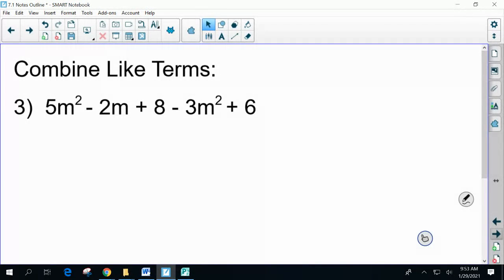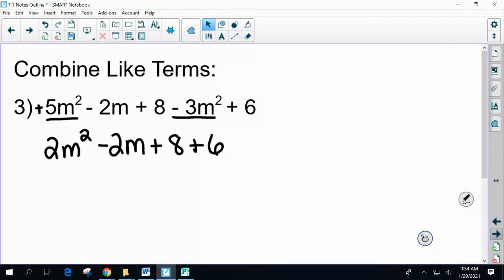Okay, so what we're going to do with this problem is look at the m squareds, and we're going to combine them first. So 5m squared, and you're always going to follow the sign to the left. There's nothing to the left of 5, but really there would be a plus sign. So positive 5m squared minus 3m squared would be 2m squared. And then I'm just going to carry down everything else that I have. So minus 2m plus 8 plus 6.